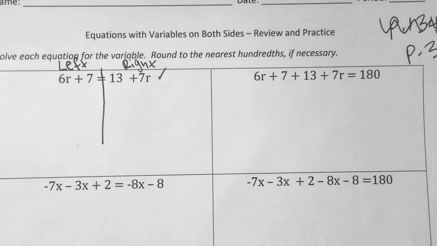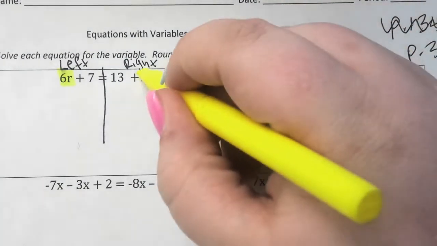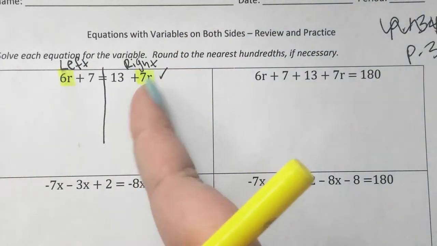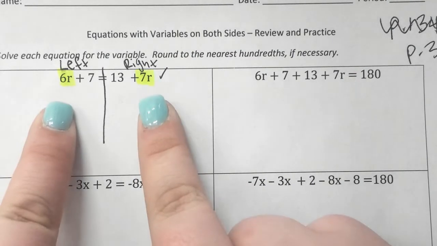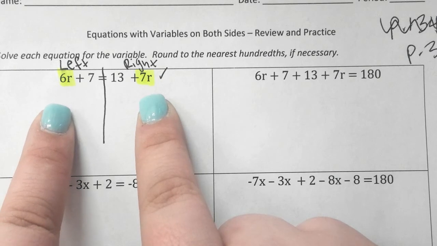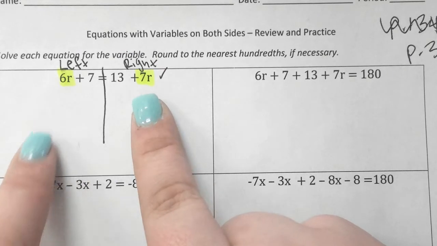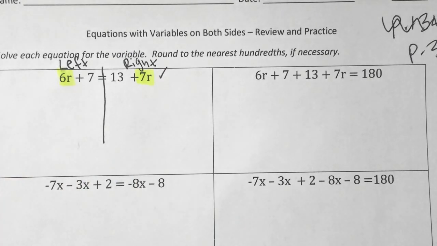Okay, the second step is to collect all of the variables on one side of the equal sign. Well, what are some of the variable terms I have here? 6r. 6r, Mariah. Lily, you have the other one? 7r. Well, 6r lives on the left side and 7r lives on the right side. That is two different sides. This step means I need to put them on one side. It does not matter which one I choose to move. It doesn't matter which side I want my variables on. We just have to go with something and do some math. Lily, which one do you want to move?